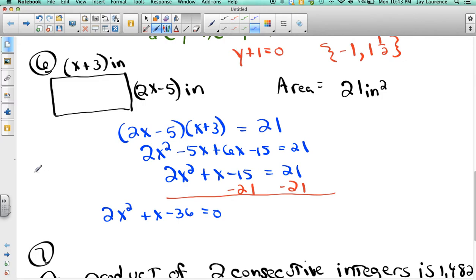All right, now I do my ABC thing. ABC. Easy as 2, 1, negative 36. So if I multiply A times C, I get 72.